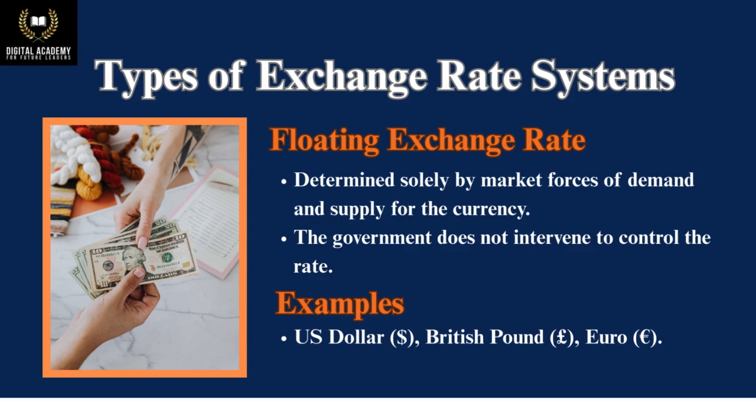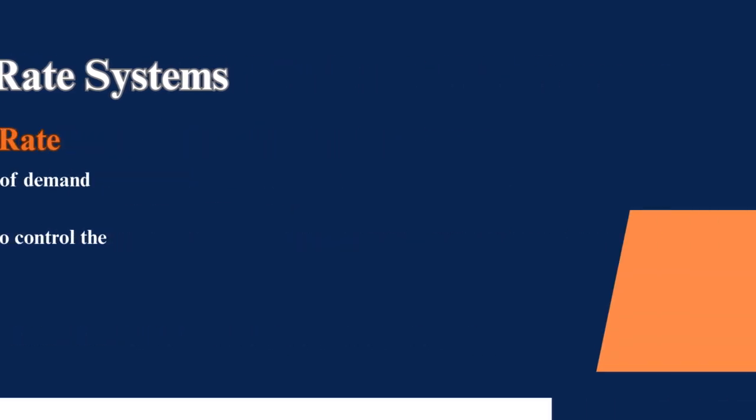Types of exchange rate systems. Floating exchange rate: determined by the market forces of demand and supply for the currency. The government does not intervene to control the rate. Examples: US dollar, British pound, euro.